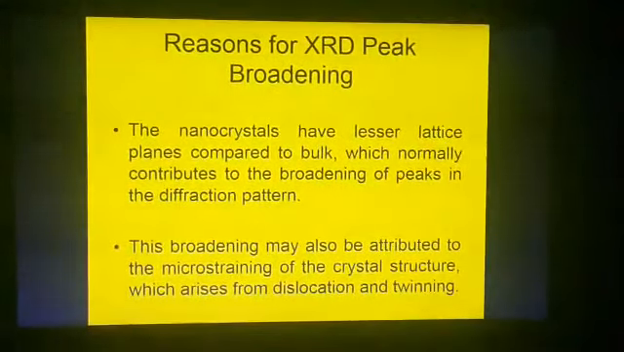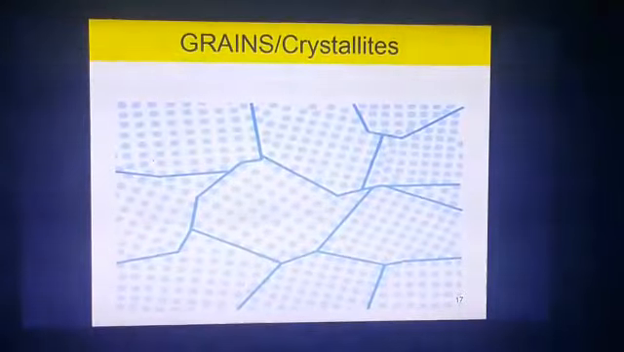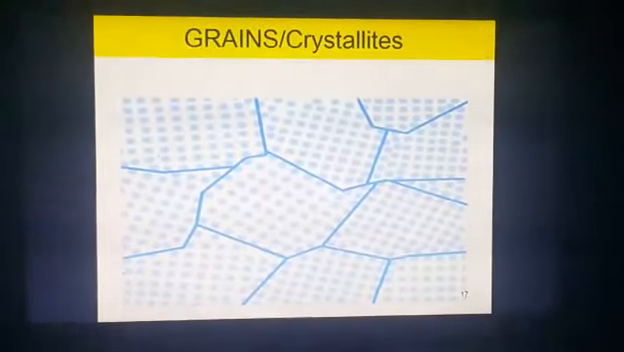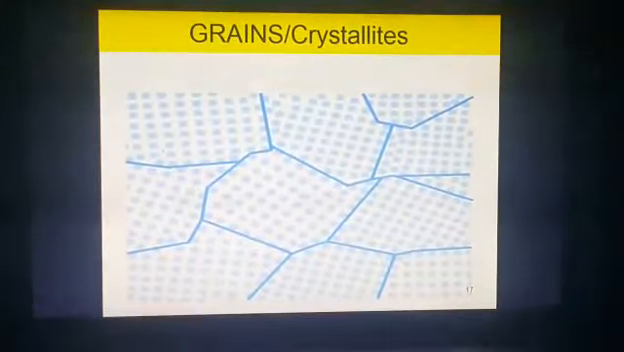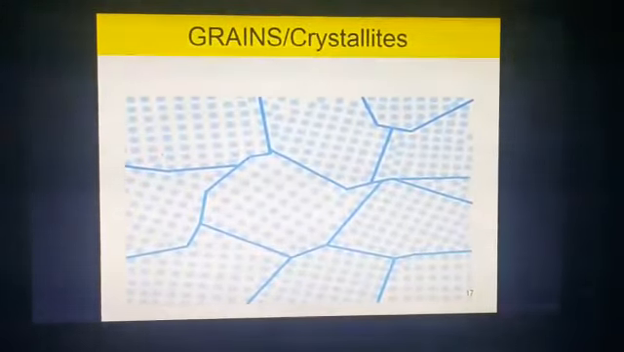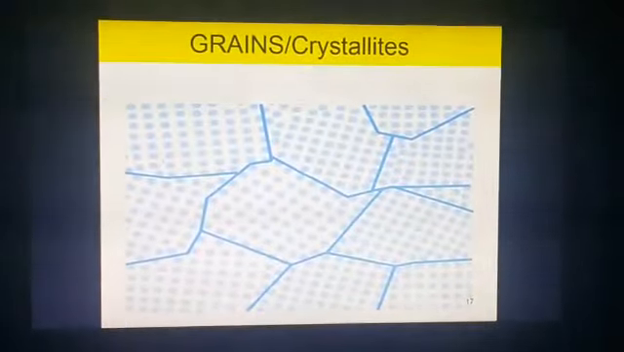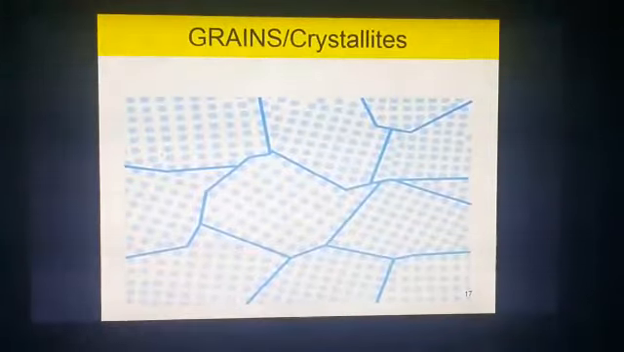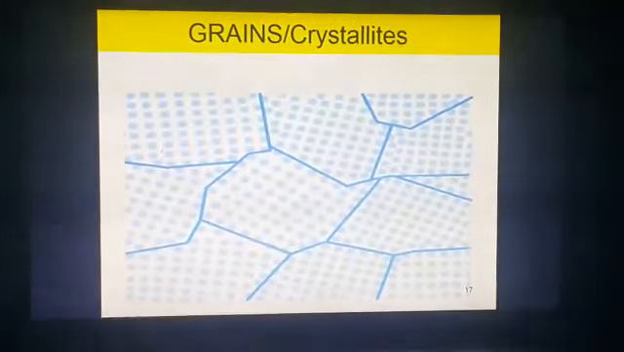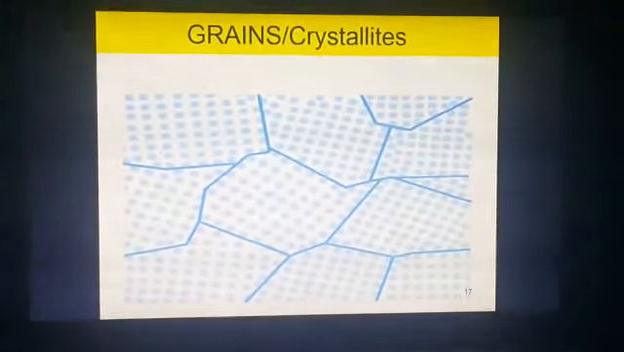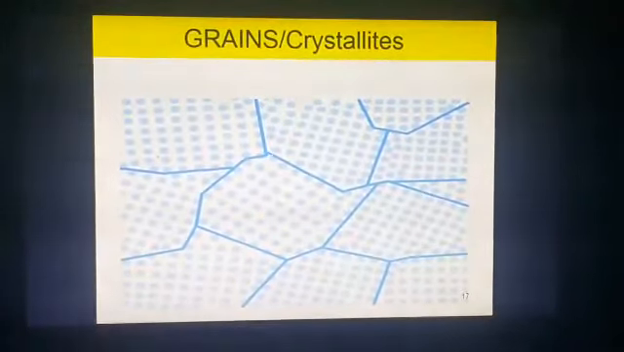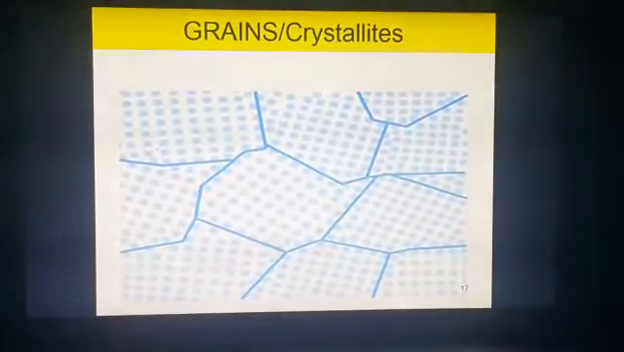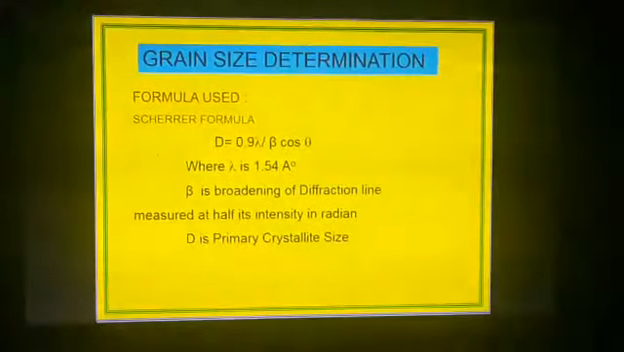Now, what is the basic application of X-ray diffraction? Just see this slide. A lot of grains are oriented in a random fashion. This is a case of polycrystalline material. But what is the application of XRD? With the help of XRD, we can find the size of a single grain or a single crystallite, even though there are a lot of grains visible in this slide. Now how to find the size of the single grain?